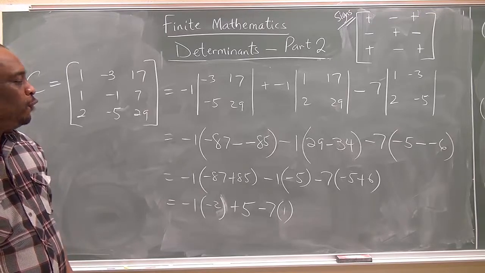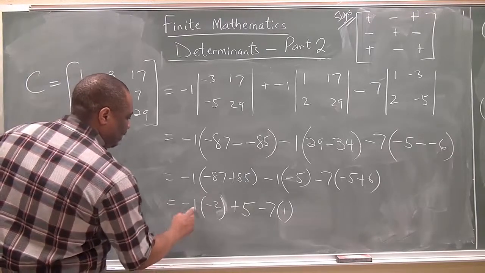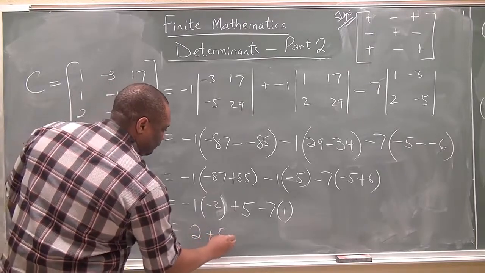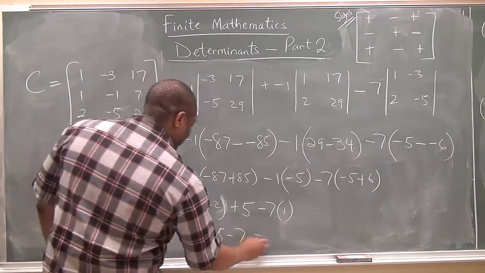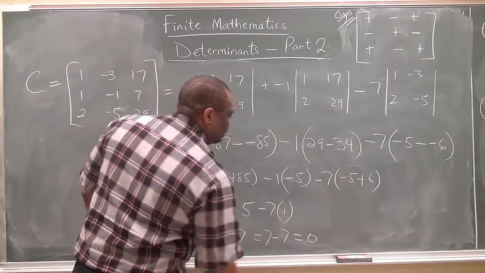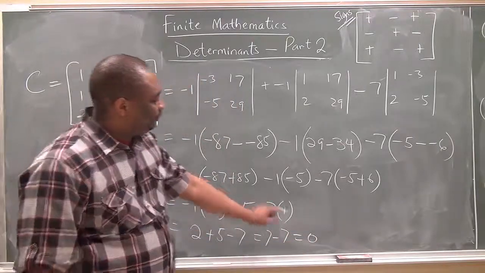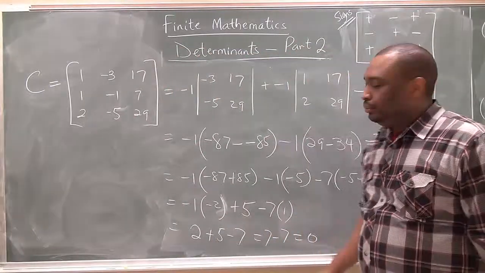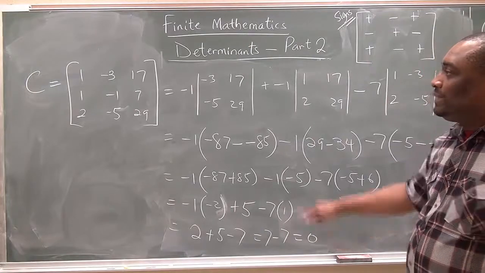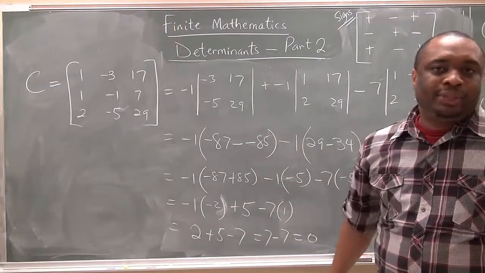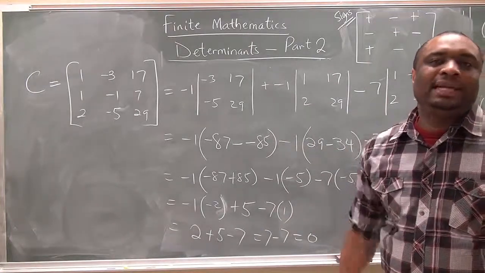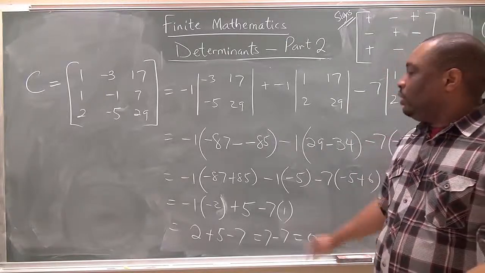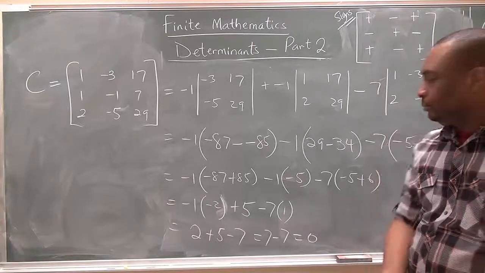Okay? So this will be -1 × -2 = 2, +5 − 7, and that is 7 − 7, which is 0. What do we call a matrix whose determinant is 0? Matrix C is a singular matrix. It is a singular matrix because the determinant is 0.